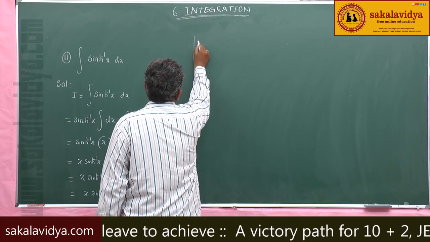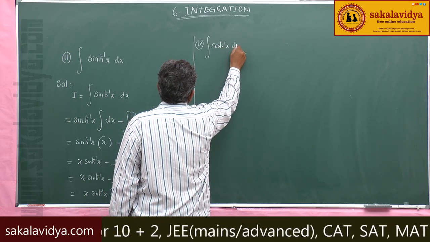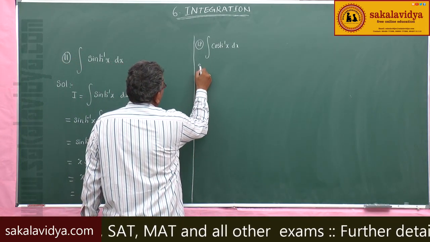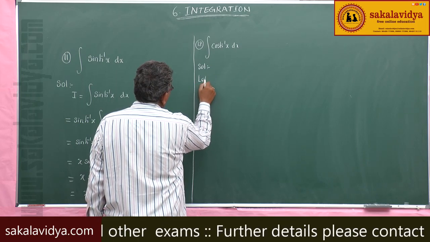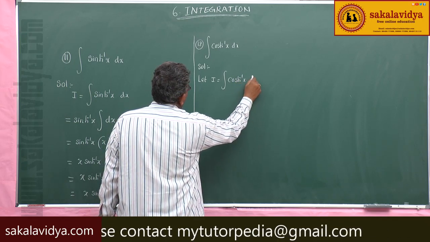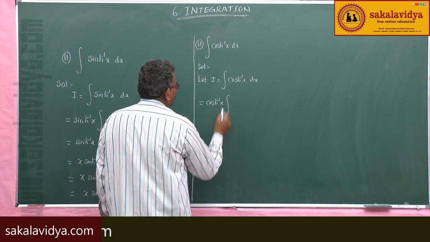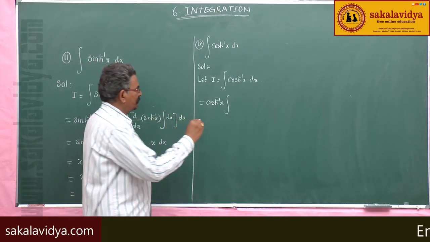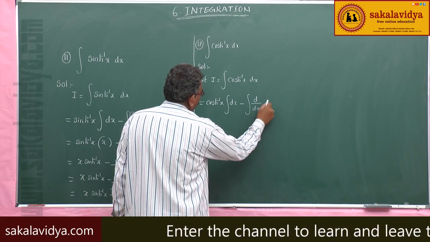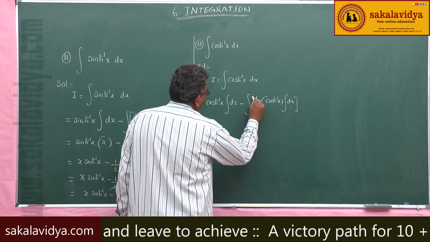12th one. Evaluate integral cos h inverse x dx. It is also similar to the same problem. Let us say I is equal to integral cos h inverse x dx. First function is cos h inverse x, and what will be the second function? Dx. And minus integral d by dx of cos h inverse x, integral of dx and whole dx.